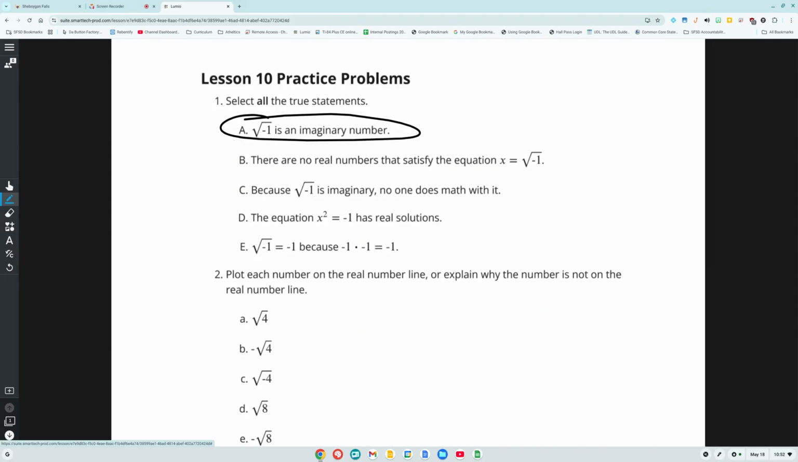B, there are no real numbers that satisfy the equation x squared equals -1. Well, that's same exact idea. We had to create these imaginary numbers to produce what is a solution to an equation that looks like this.